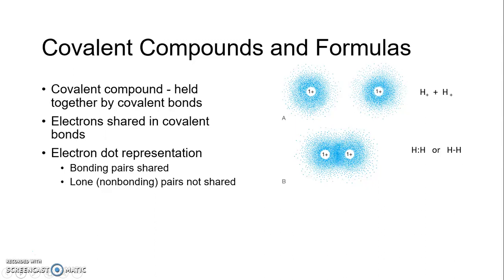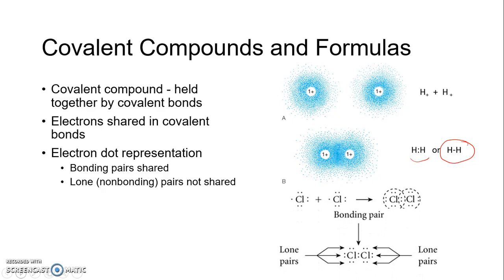The way we would write this bond is either with a colon in between the two H's, or more commonly H-H, the dash indicating that there is a pair of shared electrons between the two hydrogen atoms. Now, it's kind of cumbersome to use this electron cloud imagery every time we want to indicate a covalent bond.